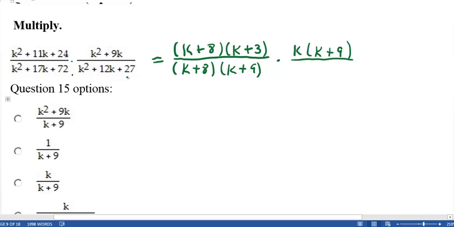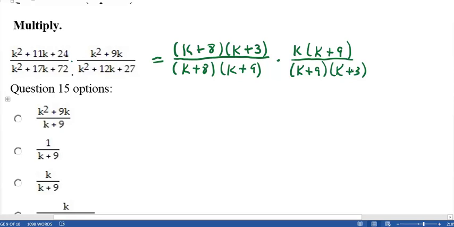For our last denominator, again, the leading coefficient is 1, so we look for the factors of a positive 27 that add to 12. So 9 times 3 is 27, and 9 plus 3 is 12. So this factors to k plus 9 times k plus 3.